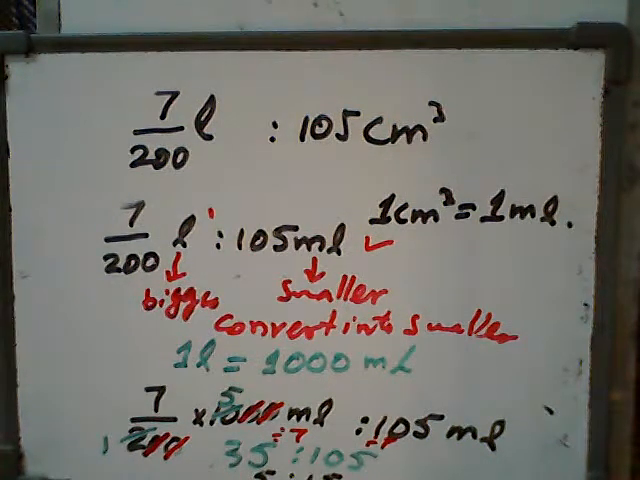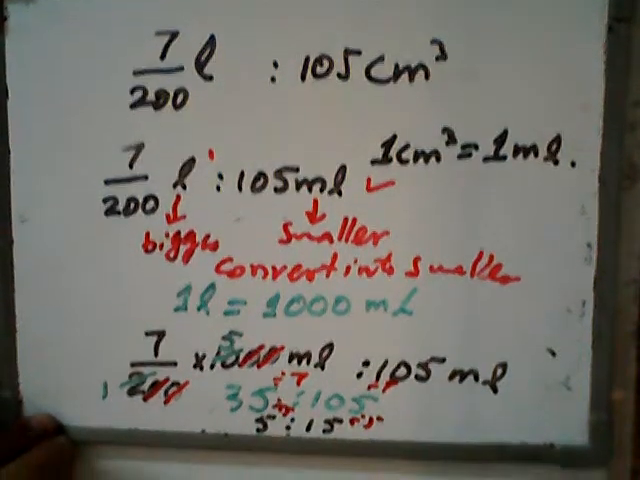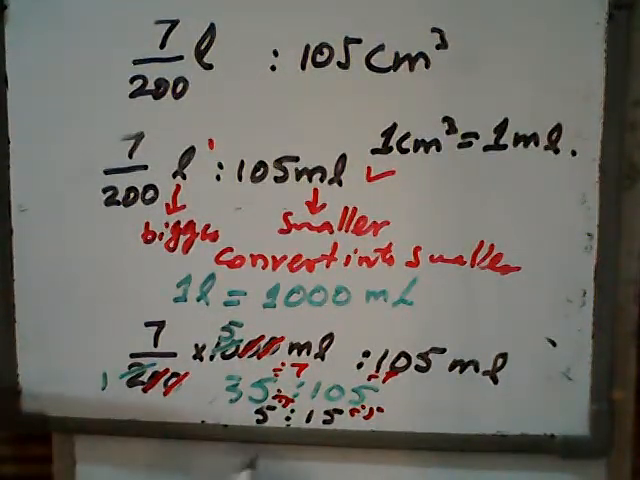Now could it be simplified further? Yes, with the table of 5. You can see this is the table of 5. This could be simplified further with the table of 5. So 5 ones are 5 and 5 threes are 15.